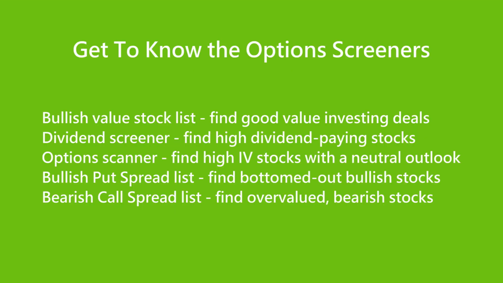Stock pickers use software algorithms to speed up the fundamental and technical analyses of stock prices. They help us find bullish and bearish stocks quickly. A few examples of great options screeners are: bullish value stock list, that finds good value investing deals; dividend screener, to find high dividend paying stocks; option scanner, to find high IV stocks with neutral outlook; bullish put spread list, to find bottomed-out bullish stocks; and bearish call spread list, to find overvalued bearish stocks.